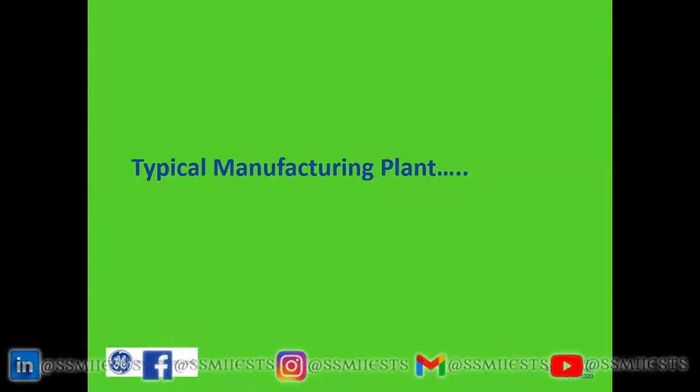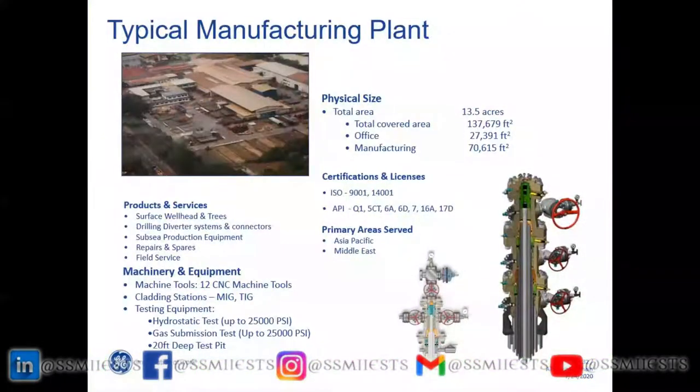So our factory starts from here. This is a typical manufacturing plant for oil and gas. We have big yards. Sometimes we have certifications; you can see ISO and API certification. The typical processes we have in the shop are machine tools, cladding station, and assembly and test section. I'll go quickly one by one.